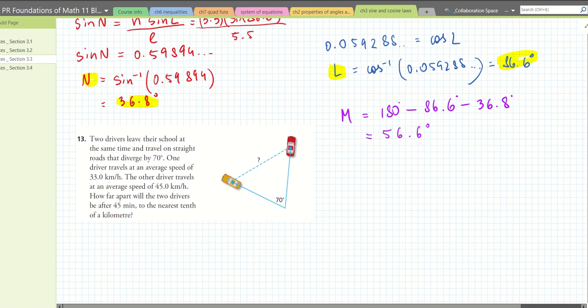Question 13, we have two drivers leave their school at the same time and travel straight roads that diverge by 70 degrees. One driver travels at the average speed of 33.0 kilometers an hour. The other driver travels at 45 kilometers an hour. How far apart will the two drivers be after 45 minutes to the nearest tenth of a kilometer?